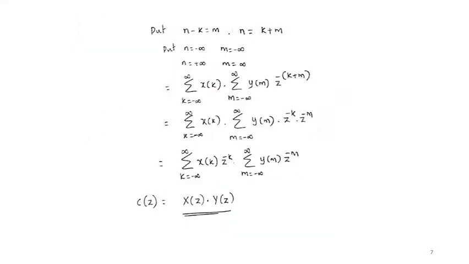So next put n minus k is equal to m. So you'll get n is equal to k plus m. Now apply the limits here. When n is minus infinity, m is minus infinity, and when n is plus infinity, m is also plus infinity. There is no change with respect to the lower limit and upper limit. I'll substitute in the equation, so we'll get summation of k from minus infinity to plus infinity x of k into summation where m is from minus infinity to plus infinity y of m into z to the power minus of k plus m.